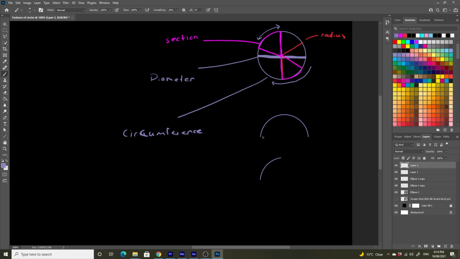Okay, another term we use to describe features of circles is that half a circle is called a semicircle, and a quarter of a circle is called a quadrant. It's a quadrant.